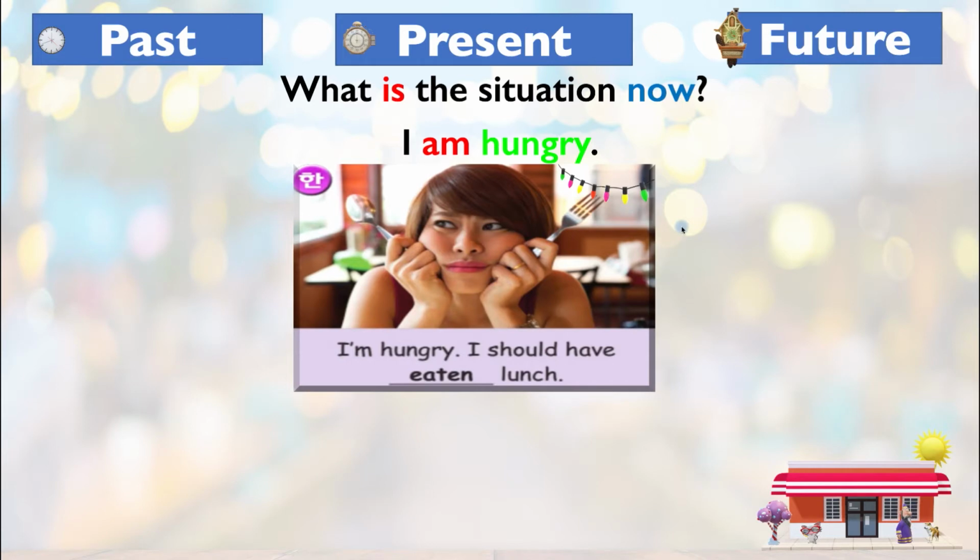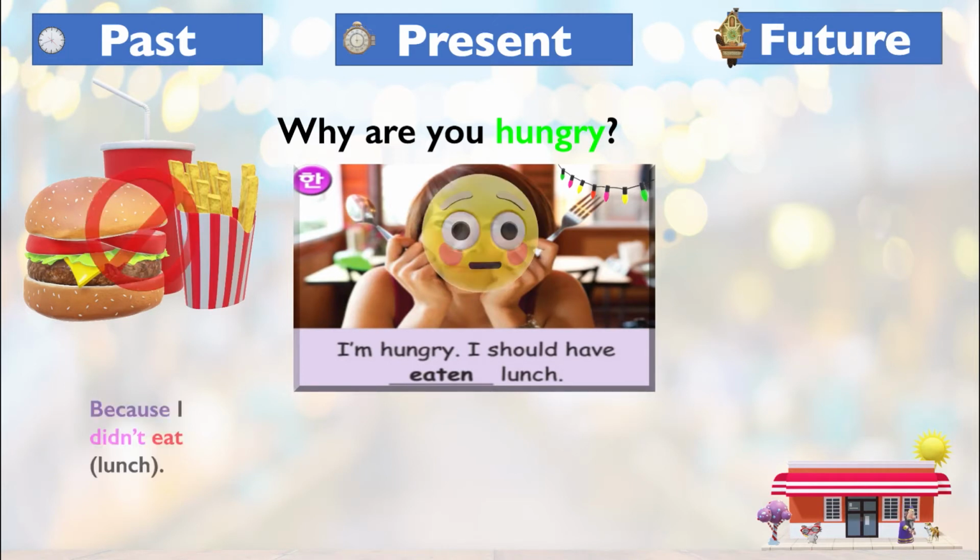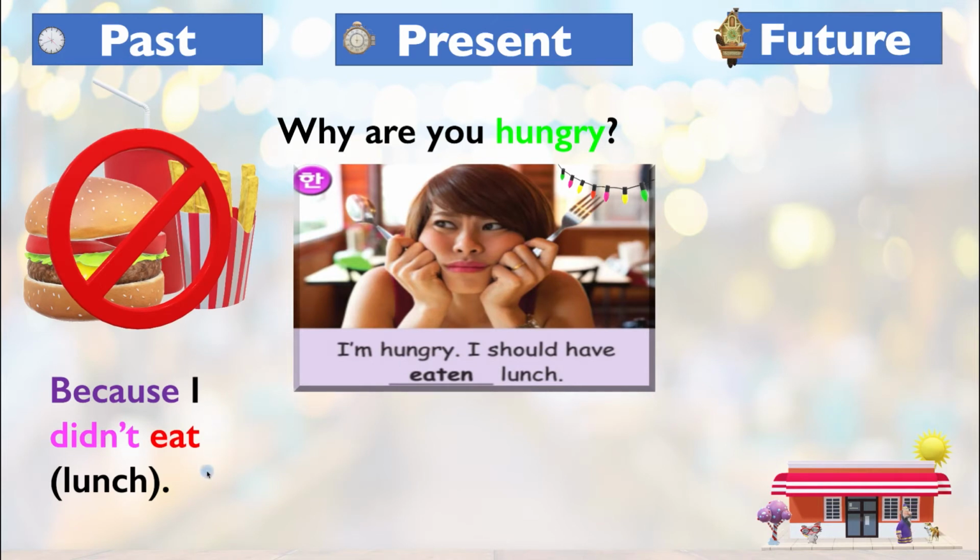So it's like, why are you hungry? So implying that hungry is not happy. Because I didn't eat lunch. Yes, so there's the point. So she didn't eat lunch, she skipped lunch. Maybe she was busy, but she didn't eat lunch. So here we have the reason she is hungry is because she didn't eat lunch. So that is the situation we are in now, that she is hungry.